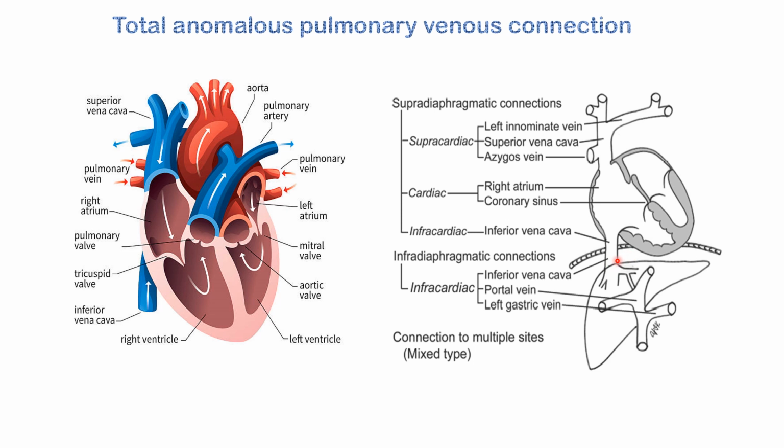But if they open below the diaphragm, it will be the compressed type, and it's a very serious condition. And it can also open in the portal vein, and it can open in the left gastric vein. So these pulmonary veins, instead of opening in the left atrium, will open at multiple sites directly or indirectly. That oxygenated blood will come to the right atrium.